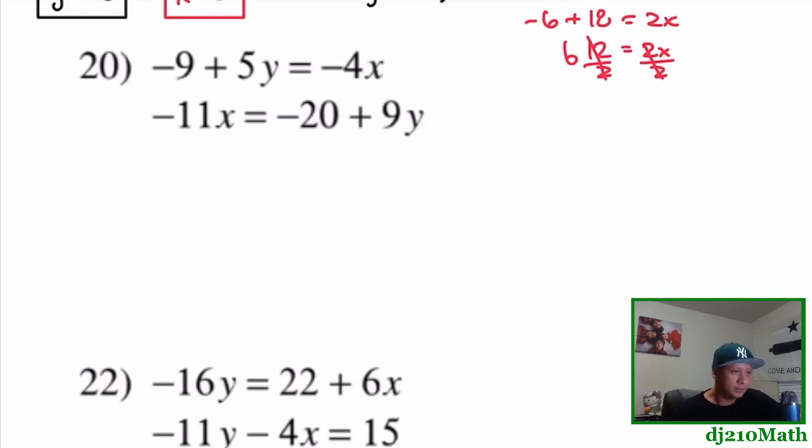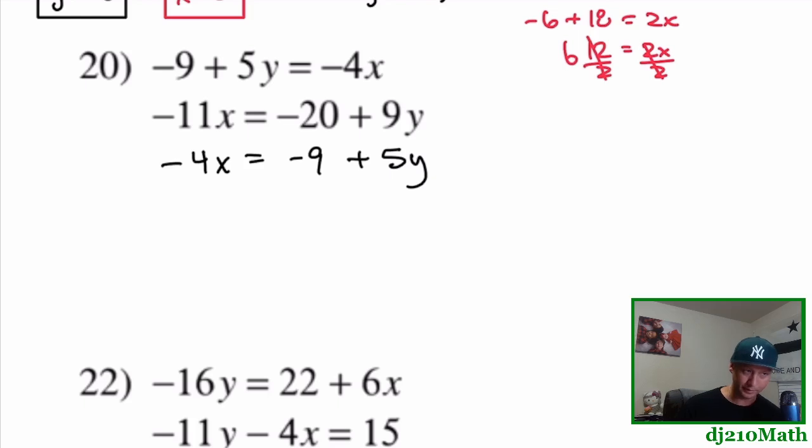Okay, so this is in a sense lined up. I'm just going to rearrange the terms. So -4x equals -9 plus 5y. I just rearranged the top one. I didn't move anything, just rearranged. All right, so this one's going to take some work because there's really nothing I can multiply or divide out.